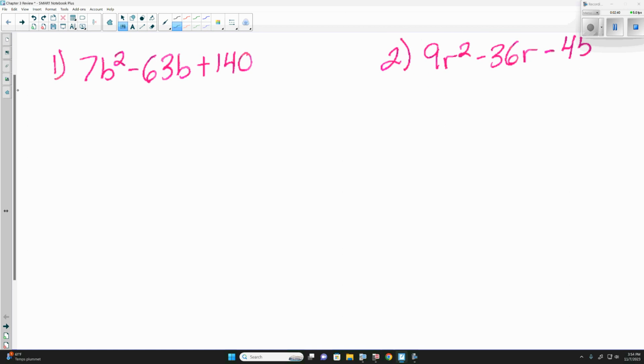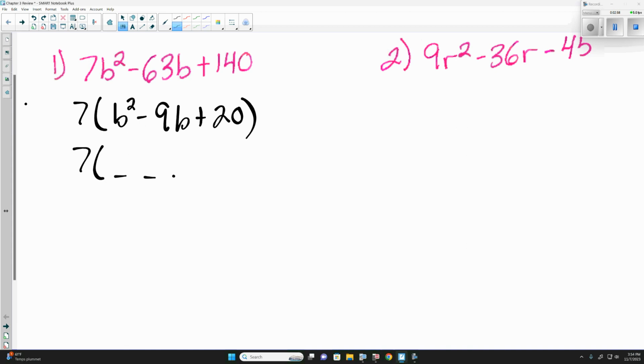So if we look at the first problem, 7b squared minus 63b plus 140, there's a greatest common factor of 7. And when we factor 7 out of each term, we get b squared minus 9b plus 20. Once we finish factoring it out, we can do our two sets of parentheses with three spaces. To find the sign, we look at the third term. If the third term is positive, the signs are the same and match the sign of the middle term. If the third term is negative, our signs are opposite. Here, the third term is positive, so the signs are the same and match the sign of the middle term, which would be minus and minus.